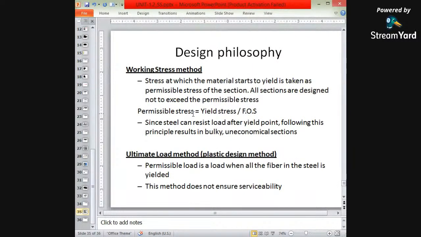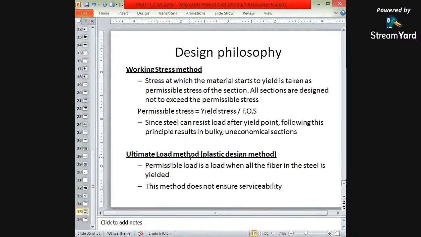The permissible stress is nothing but the yield stress divided by FOS, the factor of safety. Since steel can resist load after the yield point, following this principle results in bulky, uneconomical sections. So while considering this, the sections will be bulky and uneconomical. Therefore, this is the working stress method.